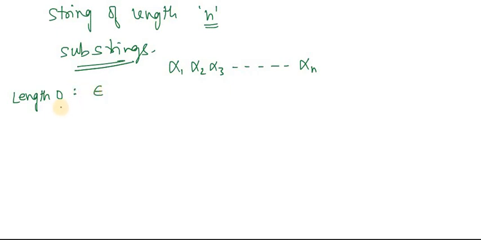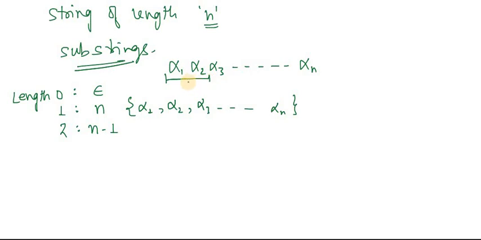How many substrings can we make of length 1? Clearly we can make n such substrings. For example, we can make alpha 1, alpha 2, alpha 3 up till alpha n. Okay. How many substrings can we make from this string which are of length 2? It is very clear that the number will be n minus 1. How can I say this? Because the first string will be this, the second will be this, and the last one will be alpha n minus 1 to alpha n. So this is first, this is second, and this is the n minus 1th.